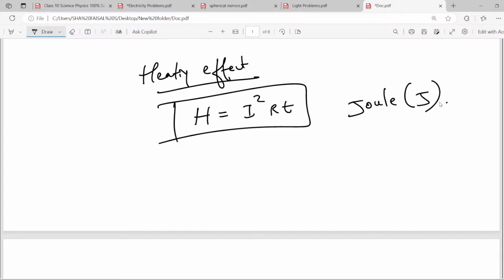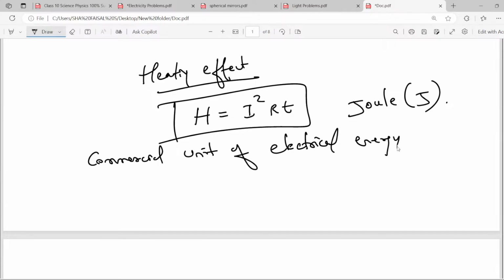It is denoted by the symbol J. And remember the commercial unit. This question can be asked for 1 mark. So what is the commercial unit of electrical energy? For 1 mark, you can expect this question. What is the commercial unit of electric energy?